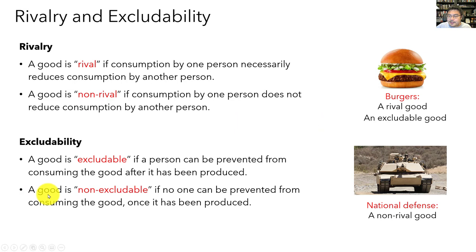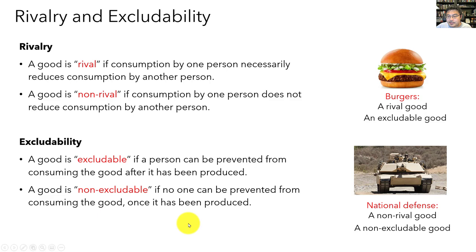A good is said to be non-excludable if no one can be prevented from consuming the good once it has been produced. And so national defense is an example of a non-excludable good. When the military protects our country from invasion, it does so for everyone in the country. The military can't protect Jack without also protecting Jill, and so, right, Jill cannot be excluded, and so national defense is non-excludable.